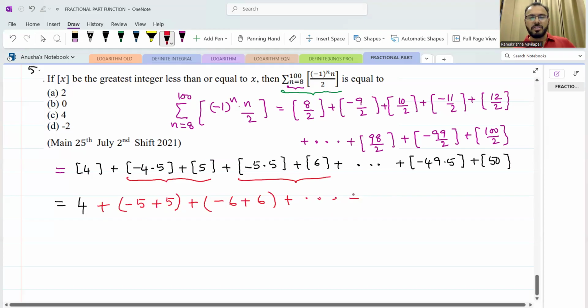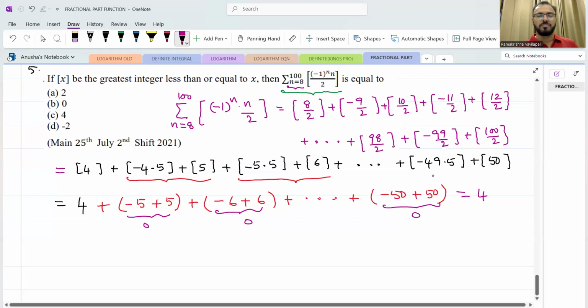At last, minus 50 plus 50. Each bracket value is 0. This is 0, this is 0, and this is 0. So we got the answer 4. Very easy, very simple question once you understand what the greatest integer function is.